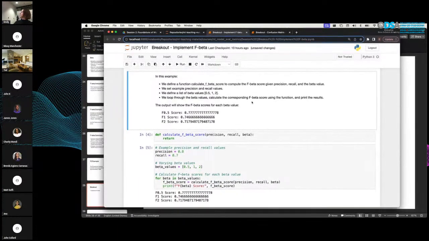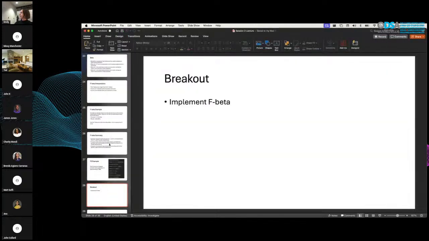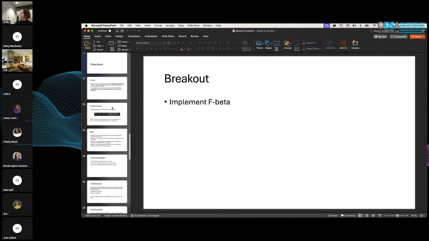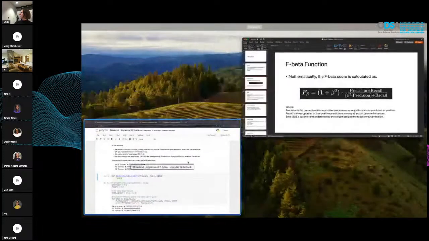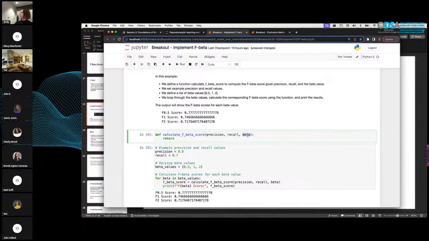So what you're going to do, in this example down below, is make this function, calculate F beta score, return the generalized F beta formula such that when it takes in beta, it calculates that score. So beta is a parameter. Here's the formula, I'll just go to it. I want you to put this formula into that function.